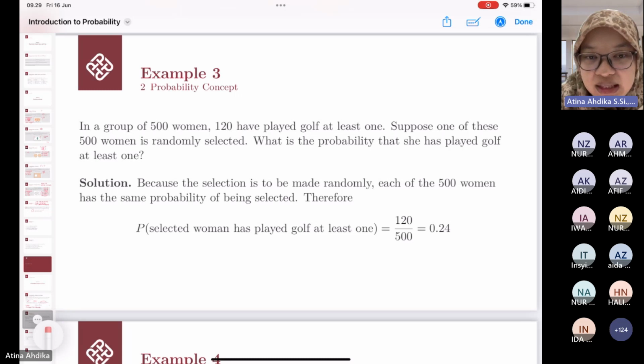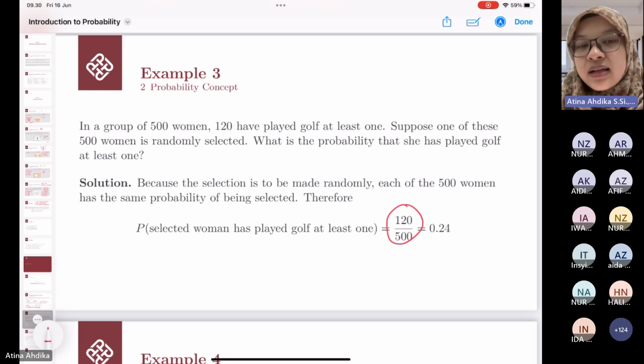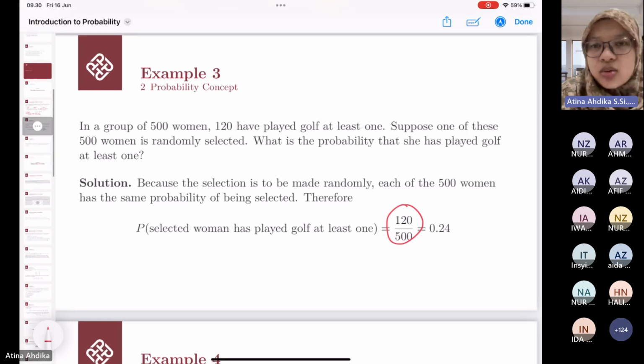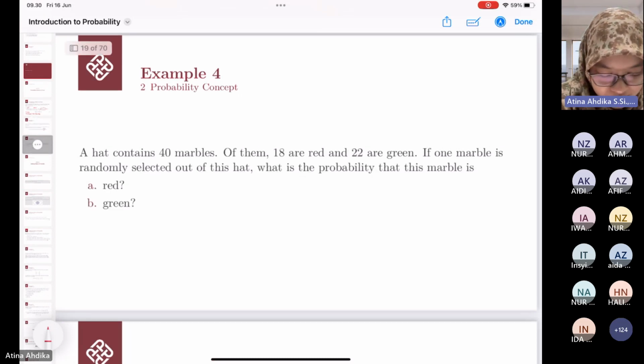Thus, we have the probability that the one woman that is selected is 120 over 500. We will select one person that played golf at least once. Okay, so I think it is simple because I think you all have learned it in senior high school.